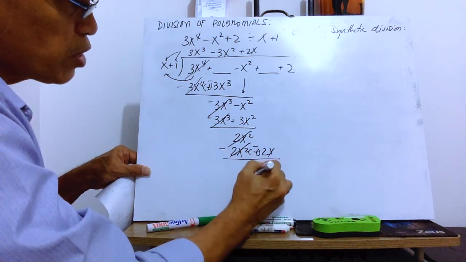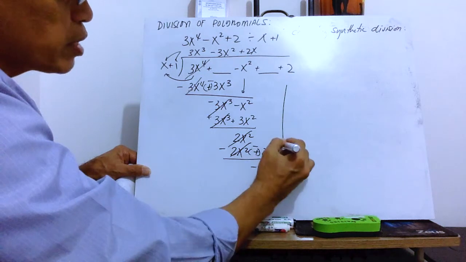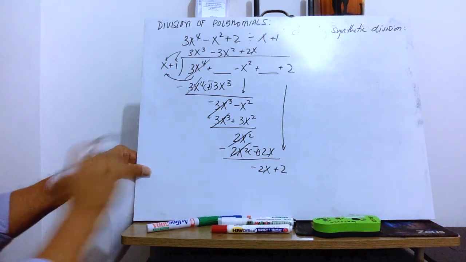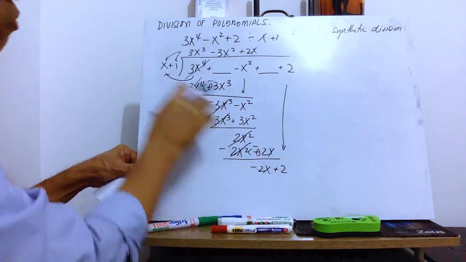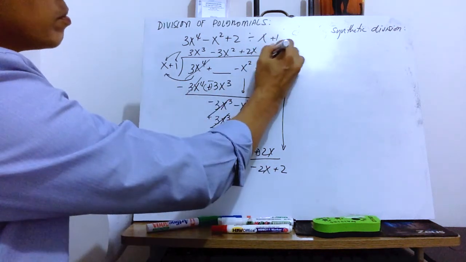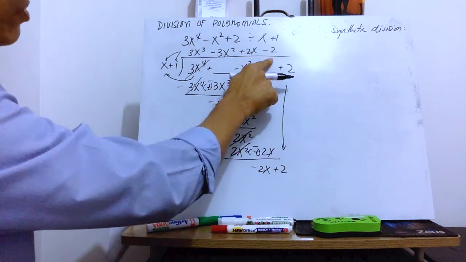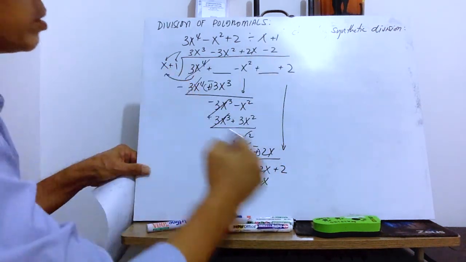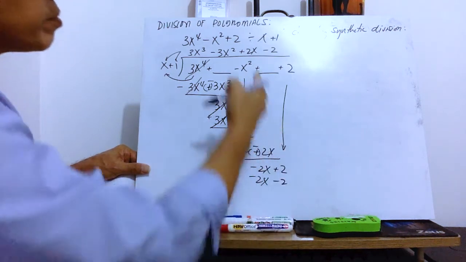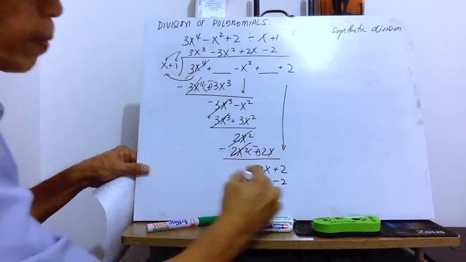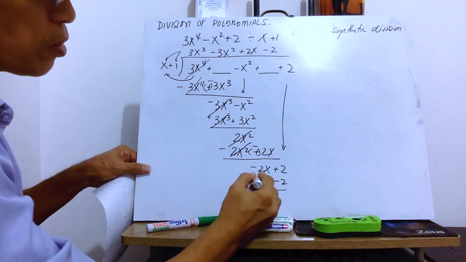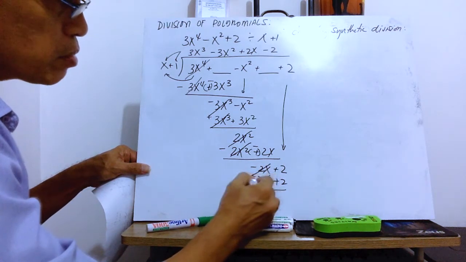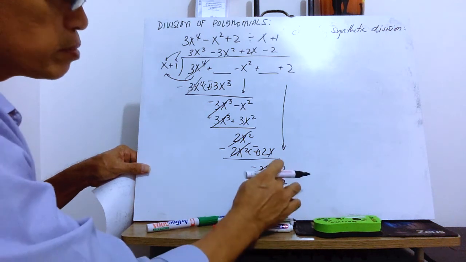This becomes negative 2x, and then bring down the next term, which is positive 2. Okay, so negative 2x divided by x is negative 2. Negative 2 times x is negative 2x. Negative 2 times 1 is negative 2. And then, okay, we change signs. Cancel. So we have a remainder.